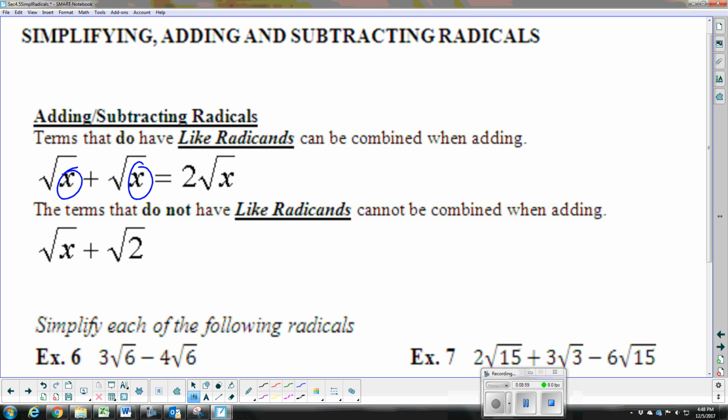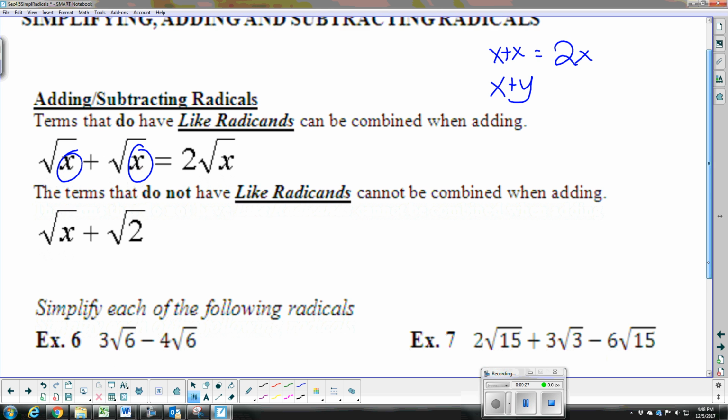So think of your radical as like a variable. So you can add x plus x, and you get 2x. But you cannot add x plus y. That's just x plus y. That's as simple as you can put it. So if you think of your radicals as variables, just the same kind of rules apply. They have to be like terms. So in this case, we need like radicands in order to add or subtract.